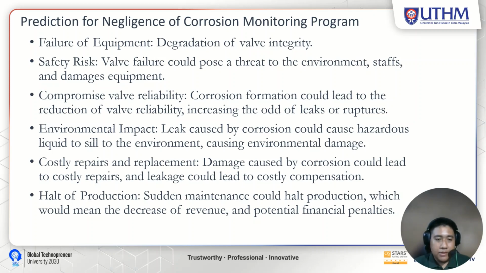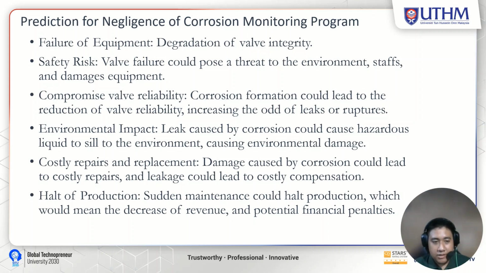The third one would be compromising the valve reliability. Corrosion formation could lead to the reduction of valve reliability, which causes it to become sticky and unable to be moved, which increases the odds of leaks or rupture along the pipeline system. The fourth one would be the environmental impact. A leak caused by corrosion could cause hazardous liquid to spill into the environment, causing environmental damage.